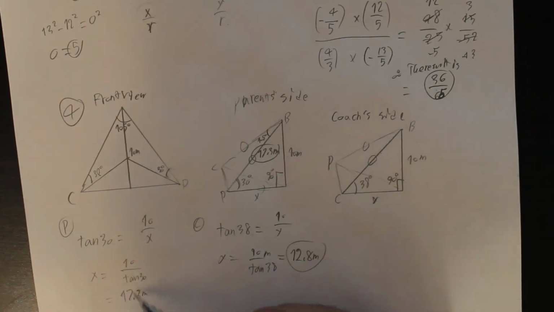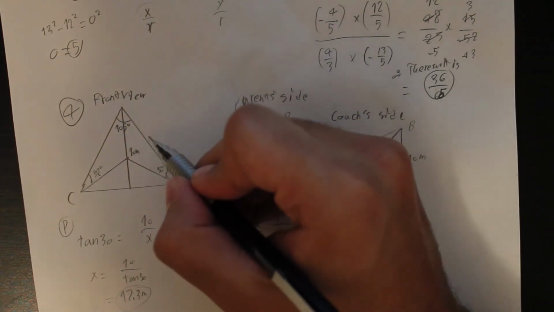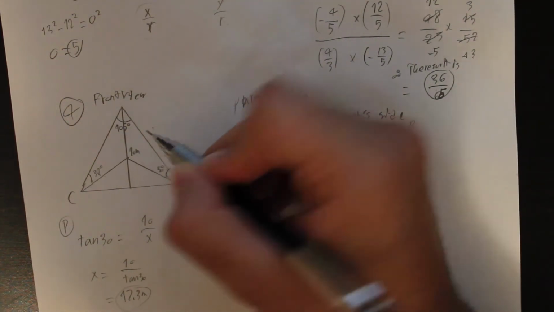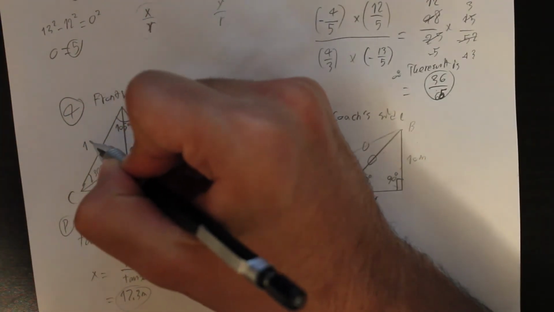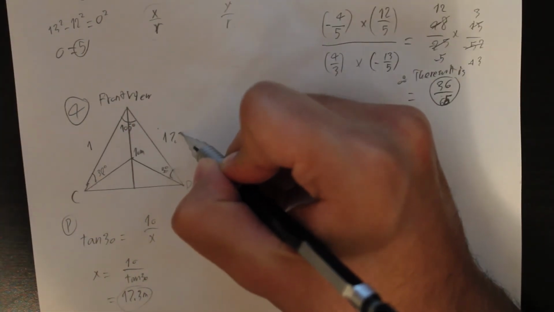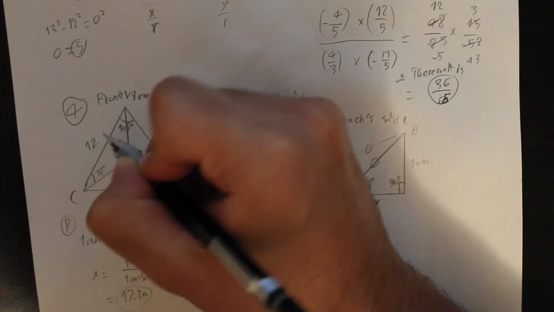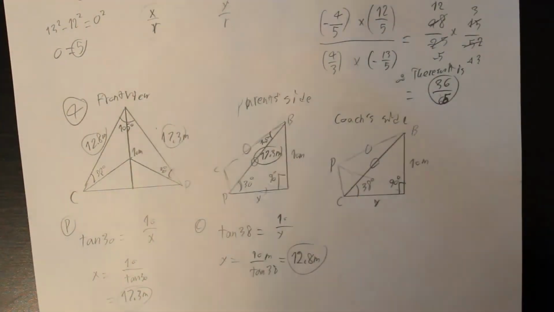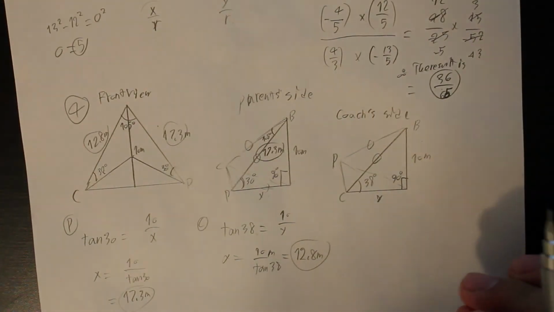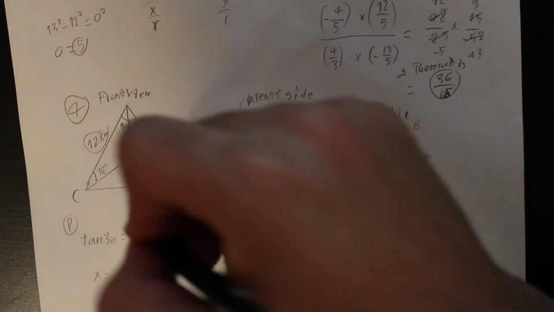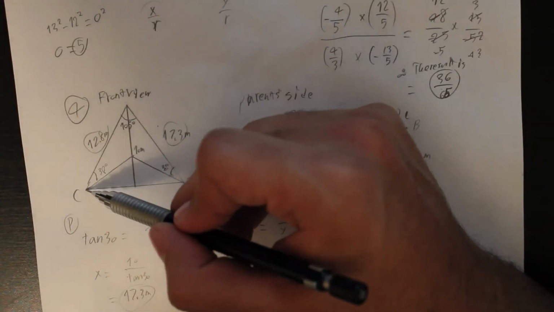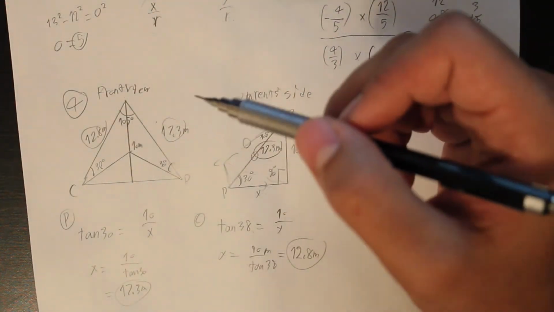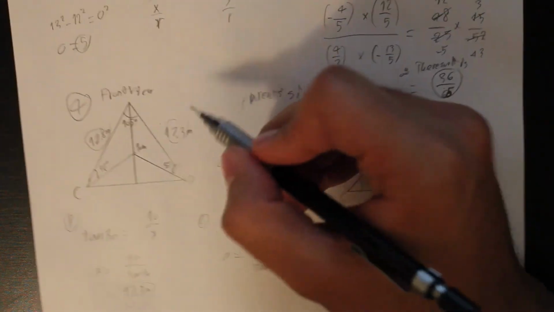All right, so now it's good and dandy. We have the parent side as 17.3 m, and the coach is 12.8 m. All right, so now that we have these two and we have that angle, we can use the cosine law to solve for the distance between the coach and the parent, because the cosine law can solve side angle side, SAS, questions.